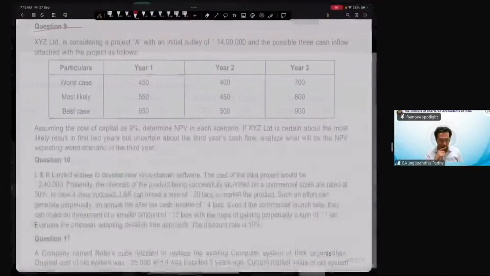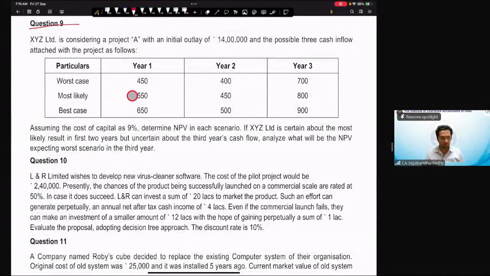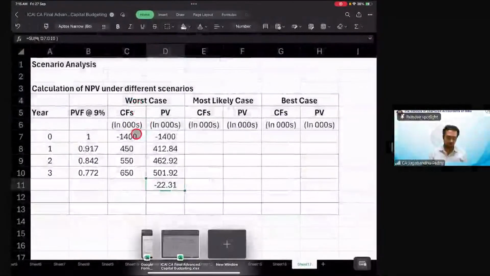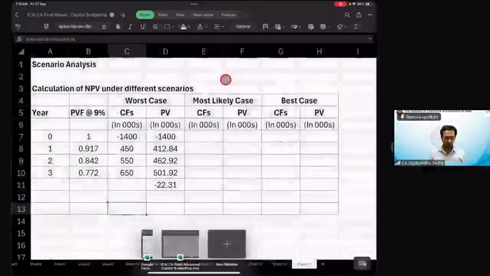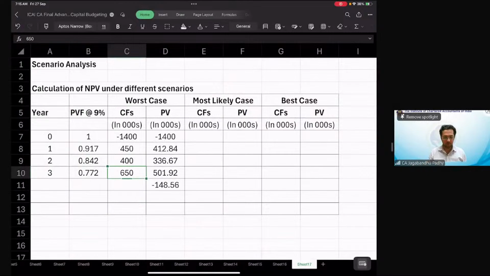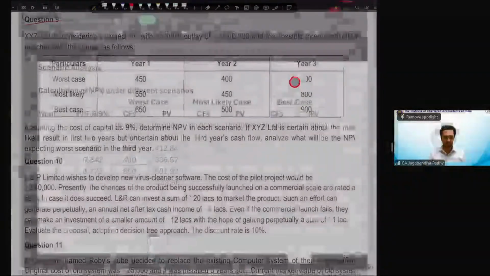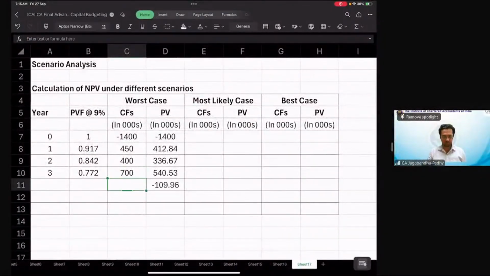I've taken down the numbers. 450. Guys, year 2 it is 400. And year 3, it is going to be 700. So this is going to be the NPV in the worst case.